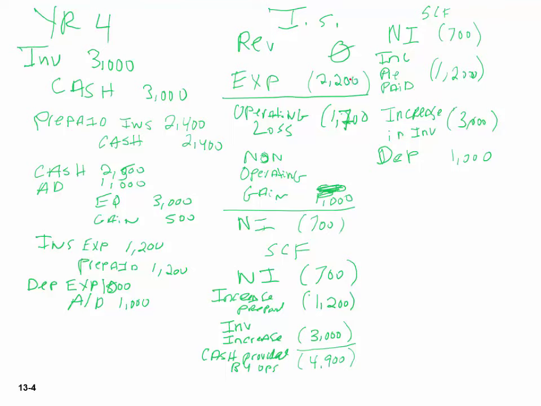That's the insurance expense. That's the depreciation expense, right? So my operating expenses are negative $2,200. Write that in here. And then I had the gain on the sale of equipment. The gain on the sale of equipment was $500, wasn't it? So the gain on the sale of equipment is $500. I don't know why I erased that before.